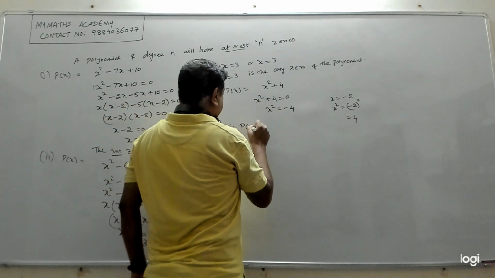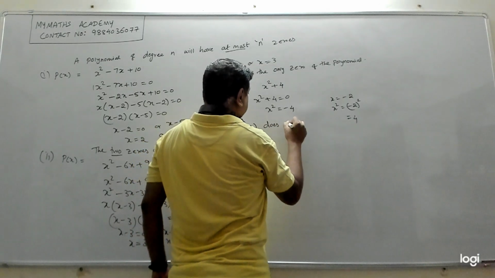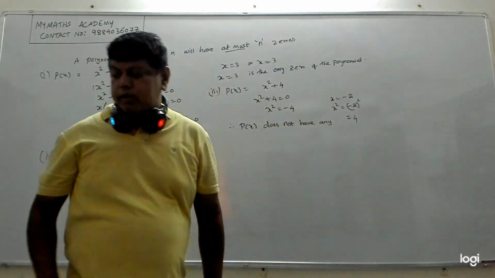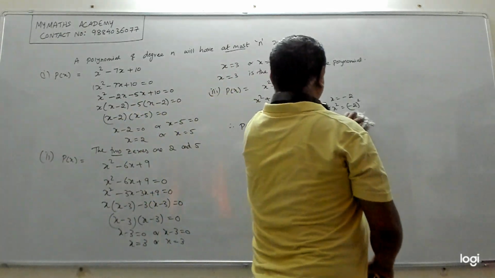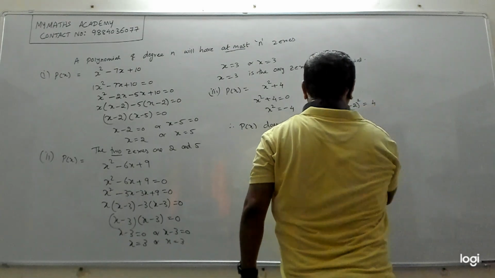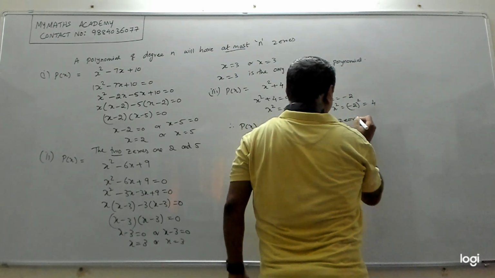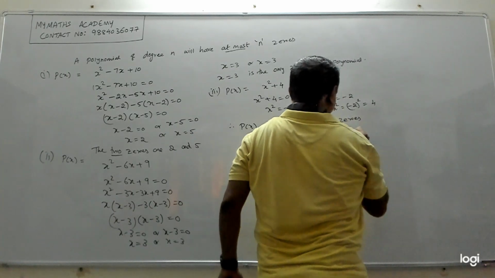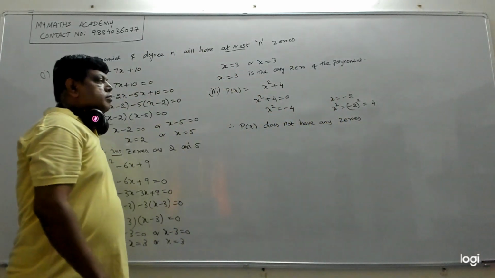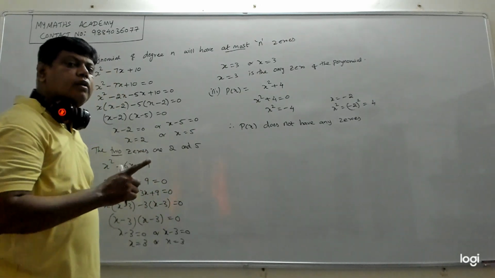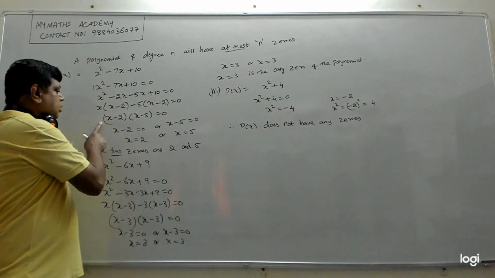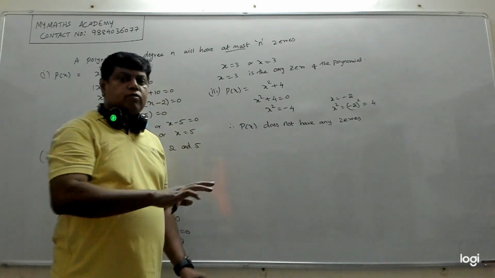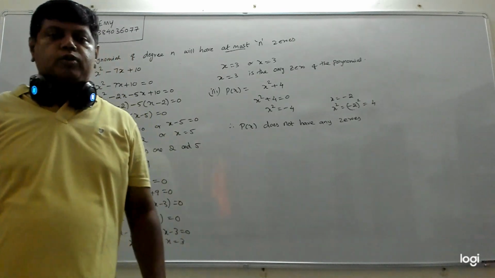Therefore, P of x does not have any zeros. So we have seen an example where a quadratic polynomial has 2 zeros, this quadratic polynomial has 1 0, and this quadratic polynomial does not have any zeros.